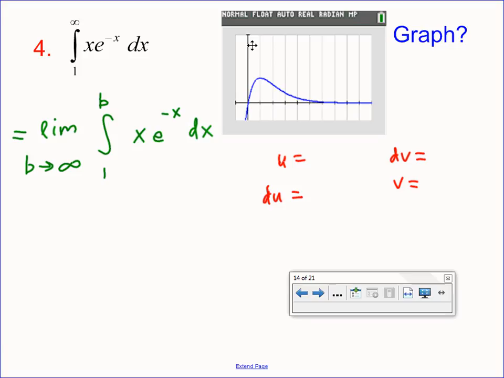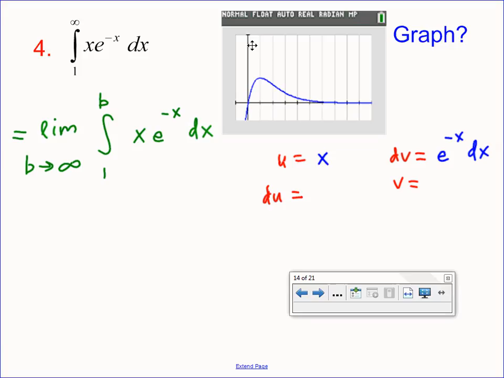All right, so Tyler tells us LIATE assigns priority for our integration by parts. Who gets u? Well, we got algebraic and exponential. So who's going to get the u assignment? Algebraic, so let's go u is x. Then the remaining part of the integrand, all of it has to be the dv, because we need everybody represented.